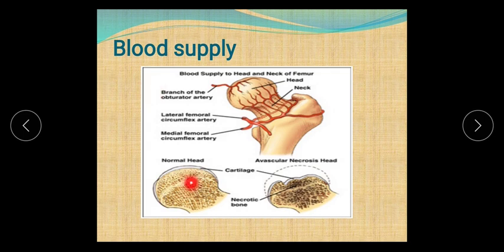This is the normal head. When there is ischemia, it leads to necrosis of the bone, that is called as avascular necrosis of head of femur. You can note after the necrosis the shape has become deformed, it has collapsed. The contour of the femoral head has been lost.